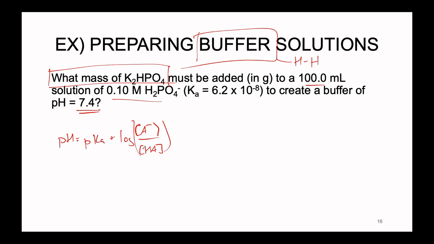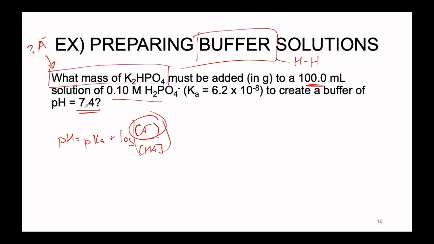Because our question is, how much of the conjugate base, the A minus, do we have to add to the acidic solution in order to create a buffered solution with a very specific pH? So in other words, in the Henderson-Hasselbalch equation, we are looking for the concentration of A minus. Since we know the volume of our solution and we know the formula of the compound, we can figure out what is the exact mass that we're going to have to add. But first we need to figure out what concentration we need to actually make the buffer.